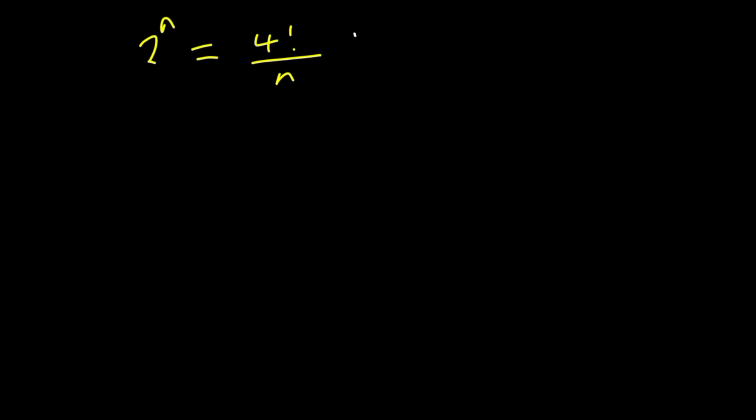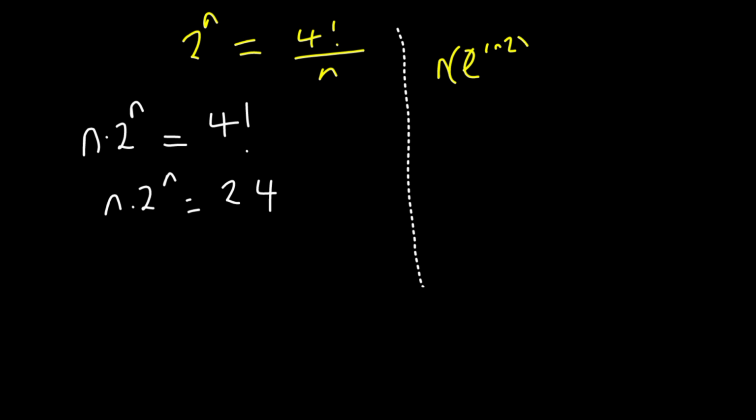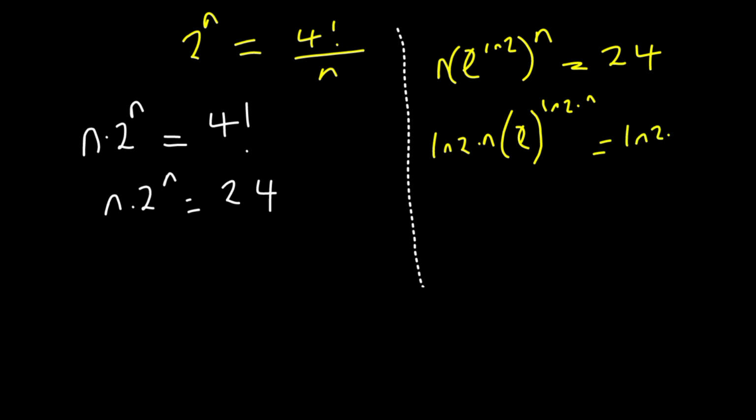Then moving further, when we cross multiply, we have n times 2 to the power of n, then that equals 4 factorial. And we know that 4 factorial is 4 times 3 times 2 times 1, that is 24. Now we can go ahead to solve the exponential equation, and we can do that by writing 2 as e to the power of ln 2, then all to the power of n equals 24. And when you multiply both sides by ln 2, you have ln 2 times n, then e to the power of ln 2 times n, and then that equals ln 2 times 24.